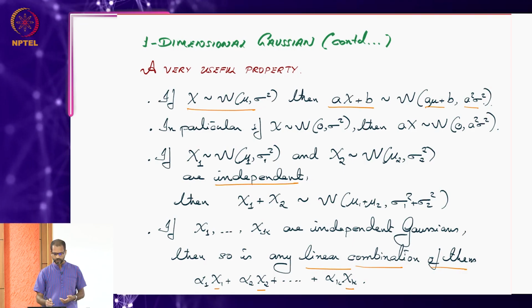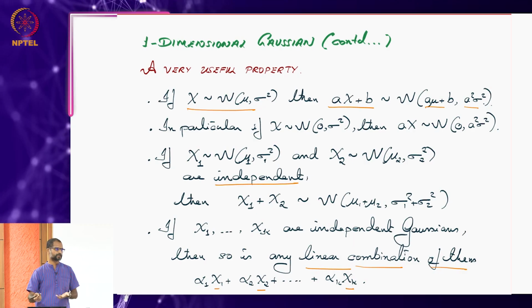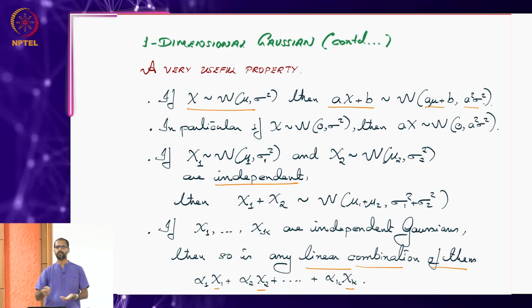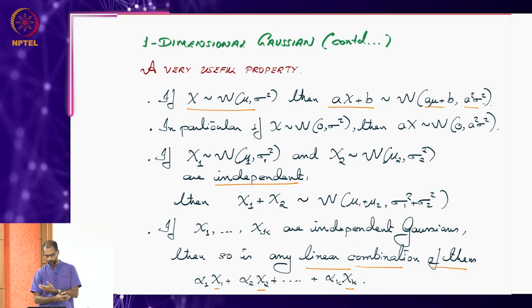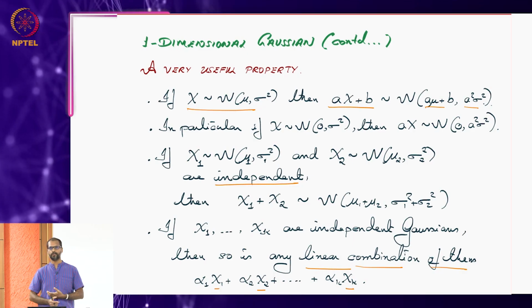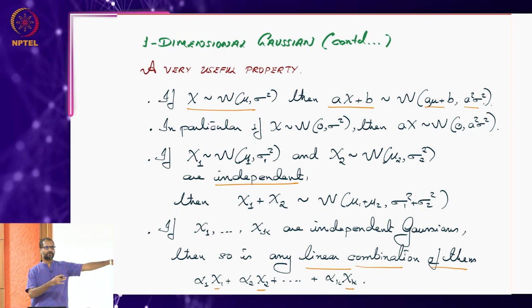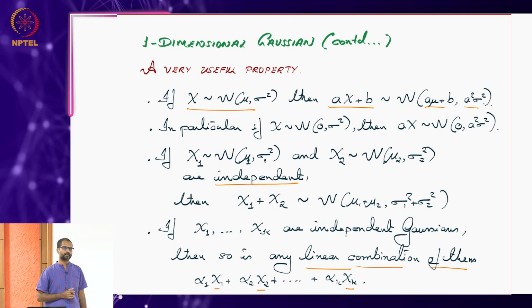While scaling, because of property 1, since x1 is Gaussian, alpha 1 x1 is also Gaussian. Since x2 is Gaussian, alpha 2 x2 is also Gaussian. Now, since sum of Gaussians are Gaussians, this total sum is also a Gaussian. This is a critical property, irrespective of its use in Johnson-Lindenstrauss and all.